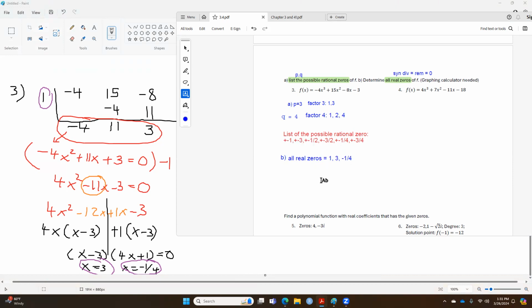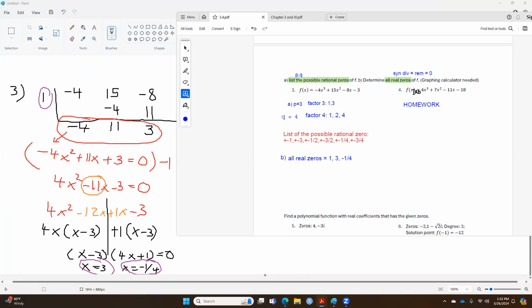Okay. So what I want you guys to try is question 4. This is your homework. Try to do this again like what we just did. List the possible rational zeros, the p over q's, like what we just did here. And then after that, using these possible rational zeros, you have to figure out your real zeros, part B.